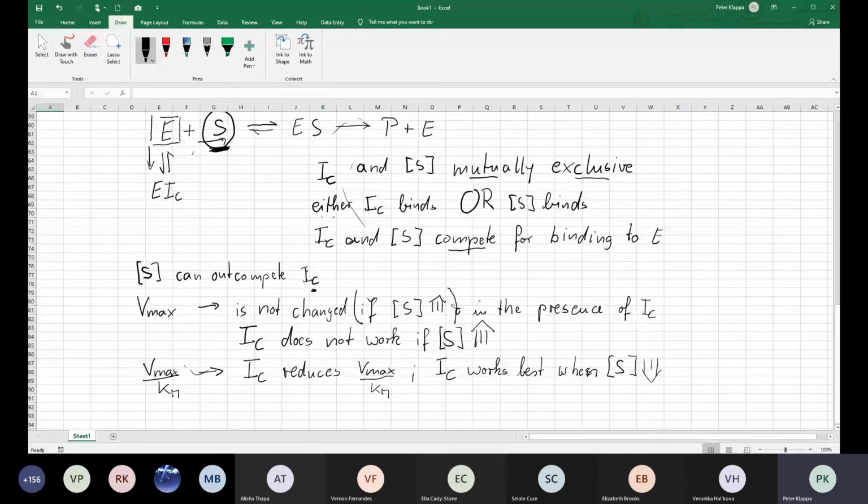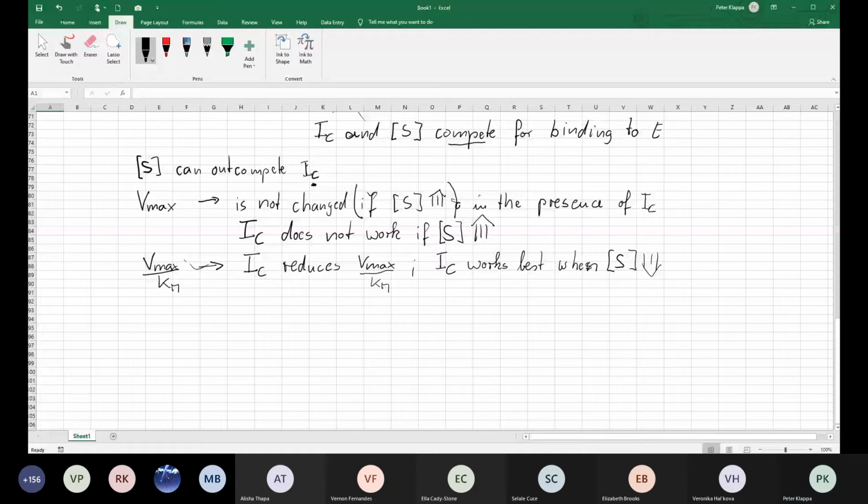So, in the case of a competitive inhibitor, Vmax stays the same. Vmax over Km goes down. It is reduced by the competitive inhibitor. Now, what happens to Km? And Peter really asked this question, and that's a very, very good question. Will it go up, down, or stay the same? What do you think?